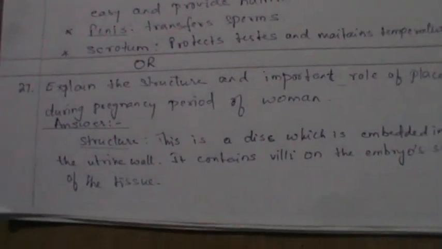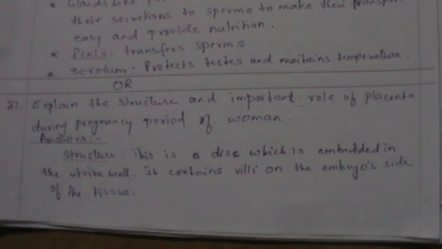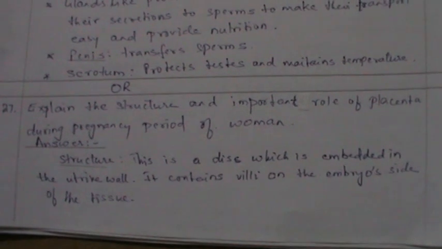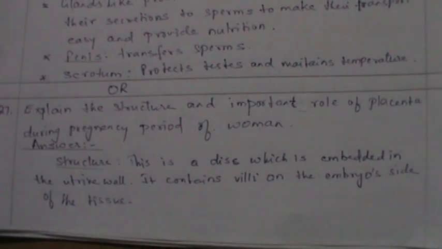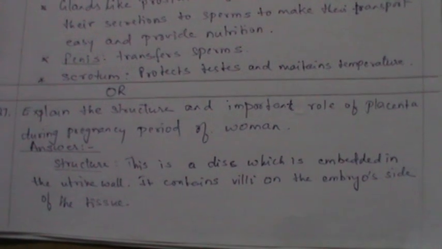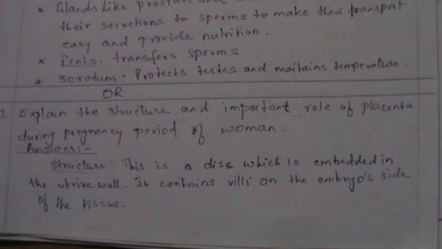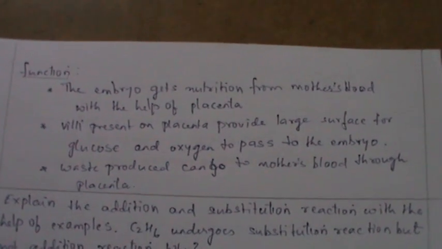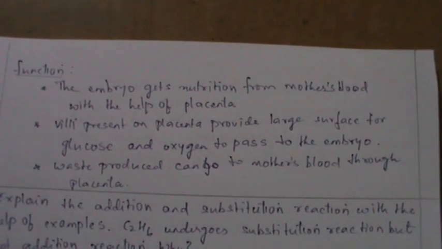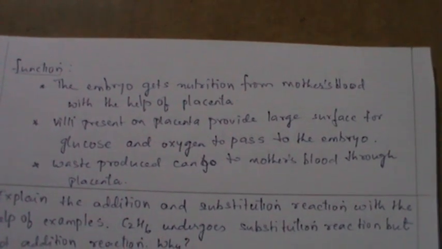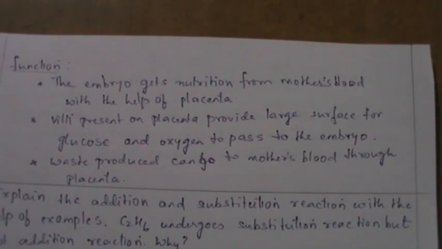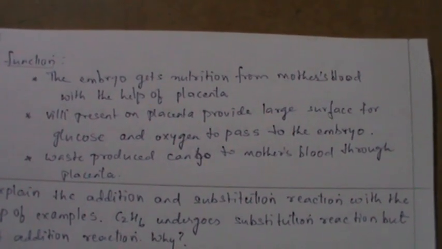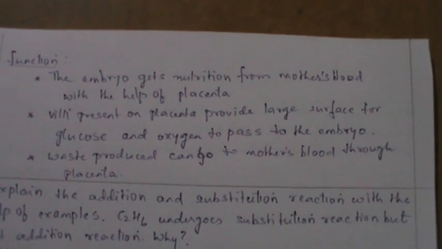Question number 27. Explain the structure and important role of placenta during pregnancy period of women. Answer. Structure. This is a disc which is embedded in the uterine wall. It contains villi on the embryo side of the tissue. Function. The embryo gets nutrition from the mother's blood with the help of placenta. Villi present in the placenta provide large surface for glucose and oxygen to pass to the embryo. Waste products can go to mother's blood through the placenta.